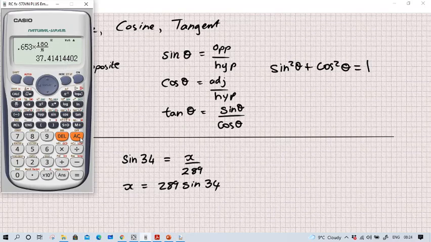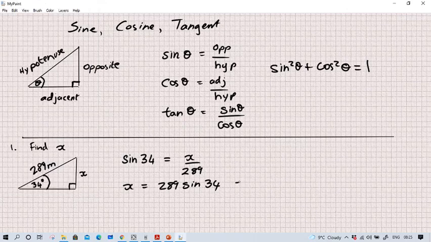We'll just clear what's on the calculator there, and always check that we've got a D up here, for degrees. Just in case we had an R there, we'd have to do shift mode, and you can switch from degrees to radians. So 3 is what we want. We're working in degrees, so we'd stay with D, and we have a D up at the top there. So we want to do 289 times sine 34. And that gives us the length of 161.6 meters.